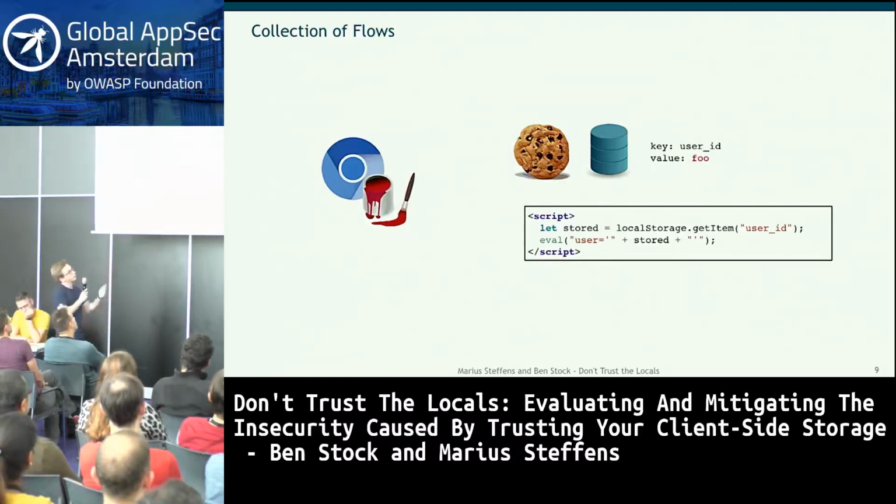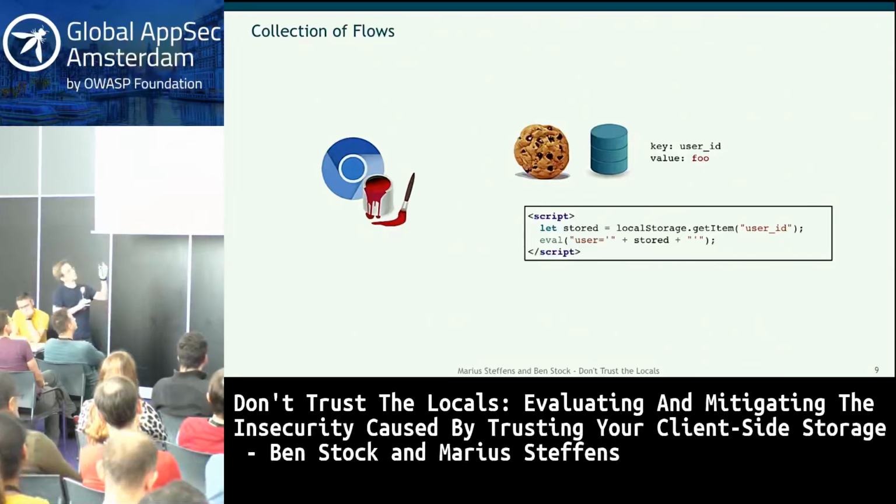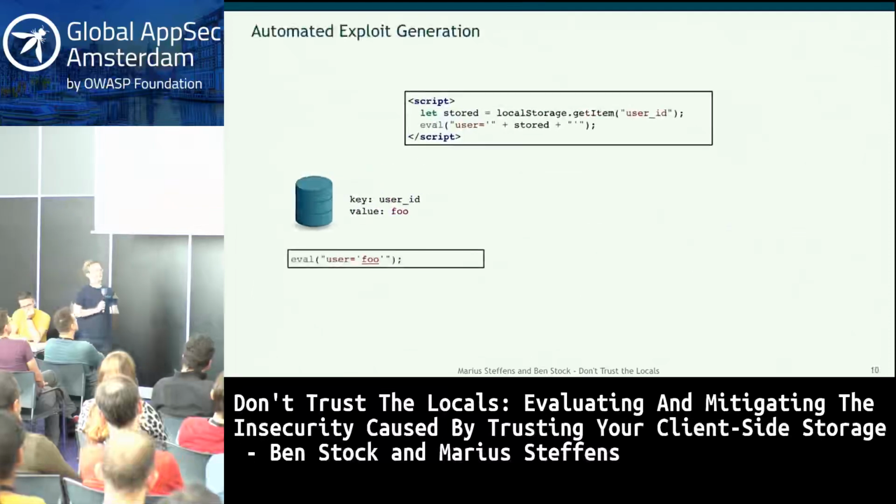So let me just quickly walk you through it. There is an item being retrieved from local storage with the key user ID, and then later on it's used inside an eval call. And with this information, we have a data flow which we can track. So we have a call to eval with tainted data, and we know where that data is coming from, namely from a storage.